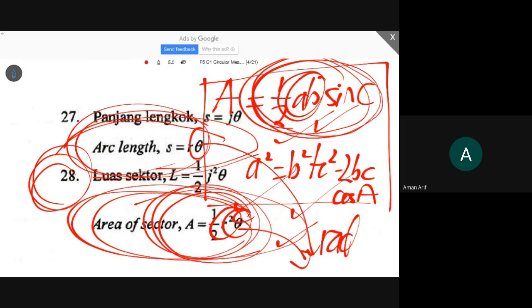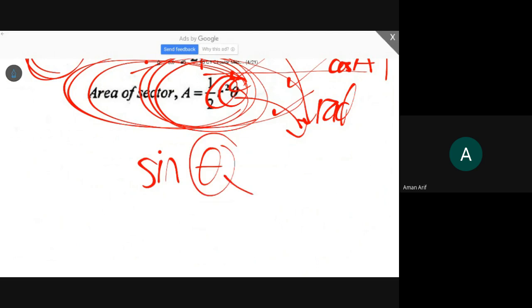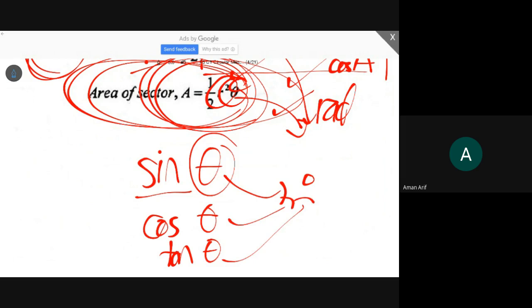Sign. Kena ada sign kat formula tu. Bila kamu letak sign ja, sign tu selalu akan ikut theta. Theta akan berada dalam darjah selalunya. Tak boleh ganti dengan radian. Whenever you see sin, cos, tan, always the theta here is in degrees. Ingat guys, remember this. Always the theta will be in darjah.